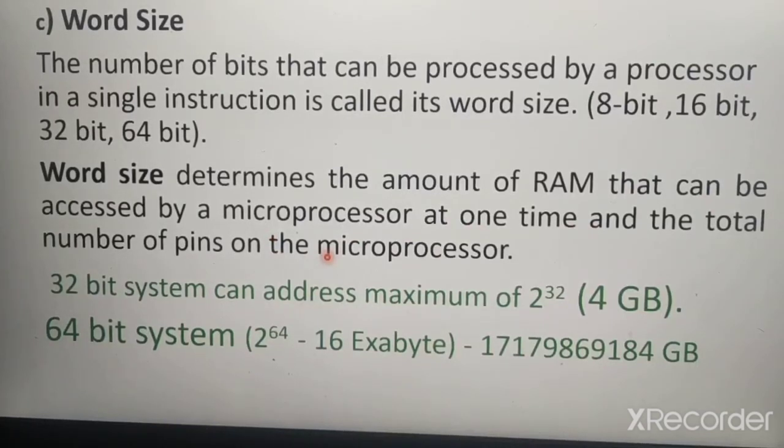In this video, we have learned the difference between computer architecture and computer organization. Then we have learned about the microprocessor and its characteristics based on its clock speed, instruction set and word size.